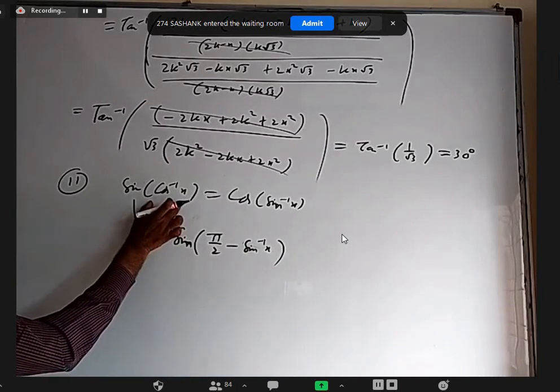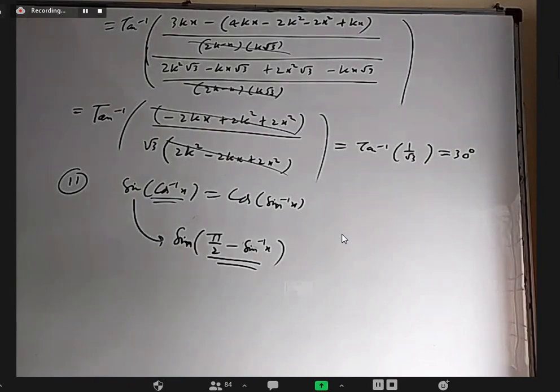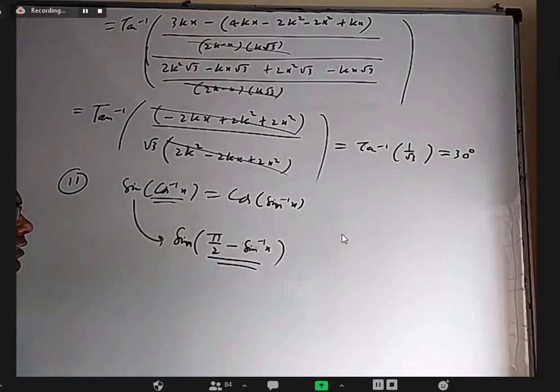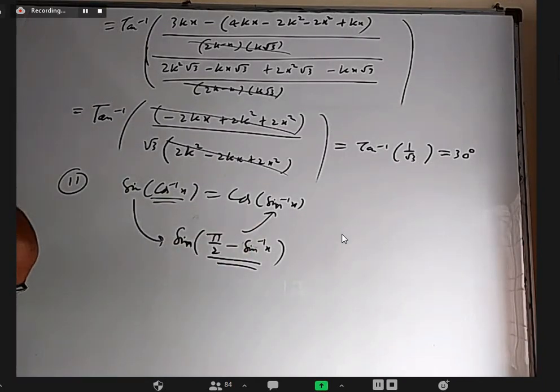This cos inverse x, the inner part, I wrote it as pi by 2 minus sin inverse x because we know cos inverse x plus sin inverse x is pi by 2. Now sine of 90 plus theta is cos theta. So this is the same. Okay, so the inner parts are equal. That is one way. Or this and this both are root 1 minus x square when x is positive.